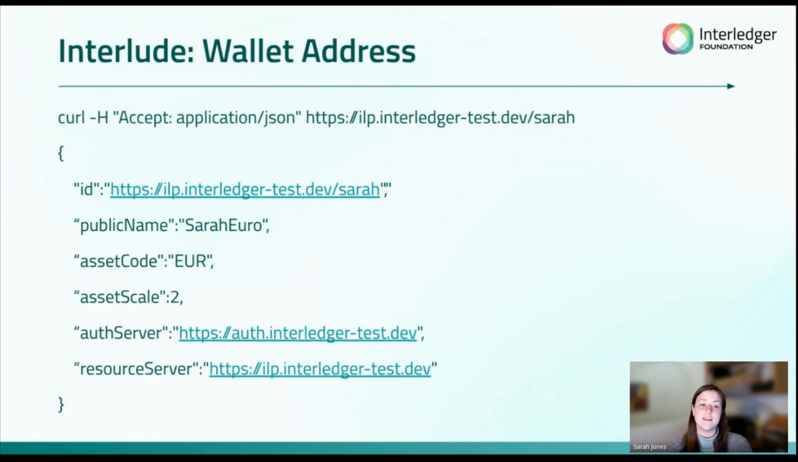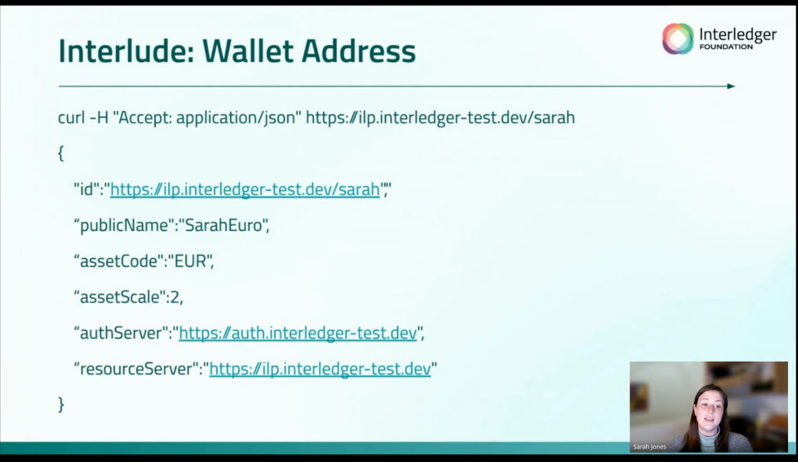And just to make this very clear, I just used curl to make a GET request, and you can see that if I make a GET request to my test wallet address, then it returns an ID, that's my wallet address, and a public name. So that can be any kind of nickname. It doesn't have to be tied to my personal identity in any way. I've got Sarah Euro because it's my Euro account. It's got the asset code, so Euro. Any account needs to have some kind of currency, so this would reflect what currency is being held in that account.